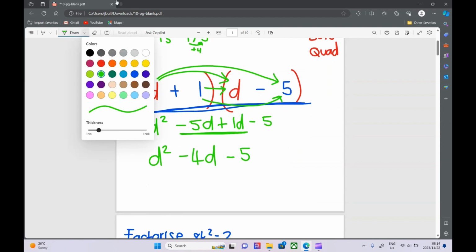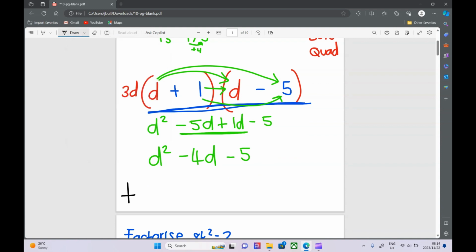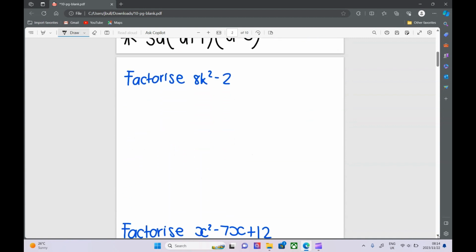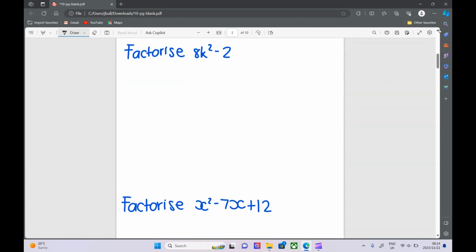Okay, so then we have our final answer then actually. So we can then say our answer there is (d + 1)(d - 5). Okay, if we look at another one, factorize 8k squared minus 2.